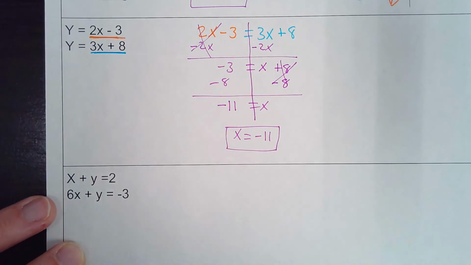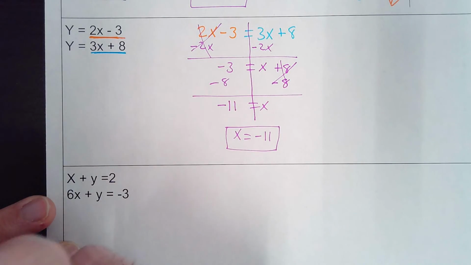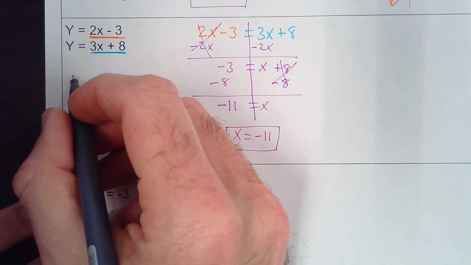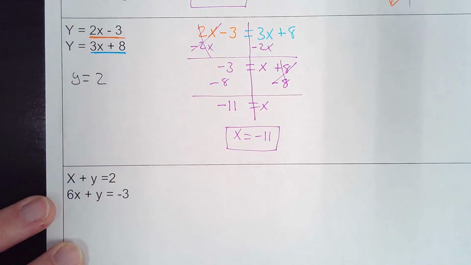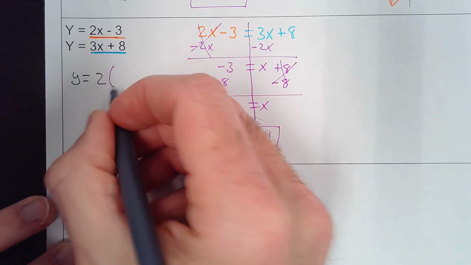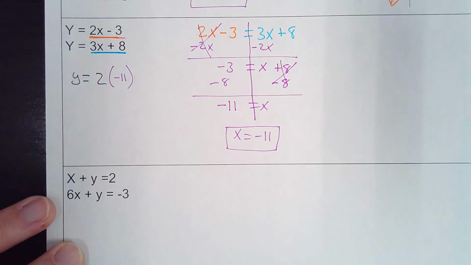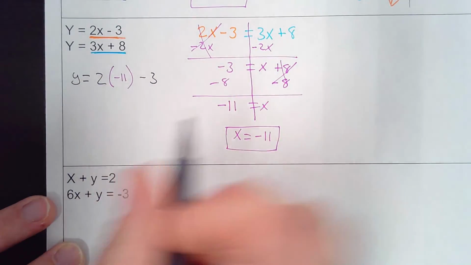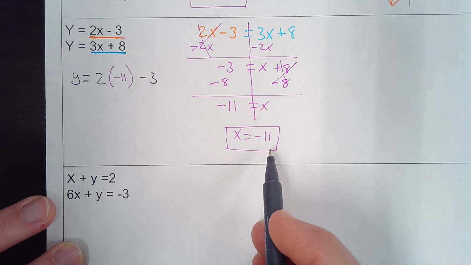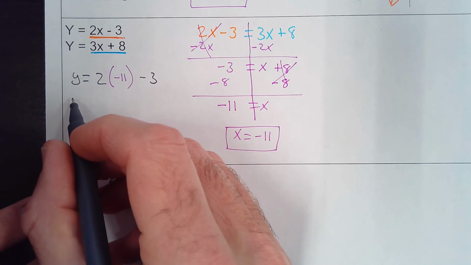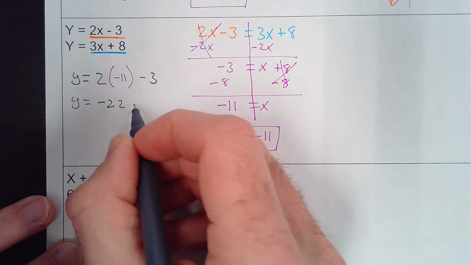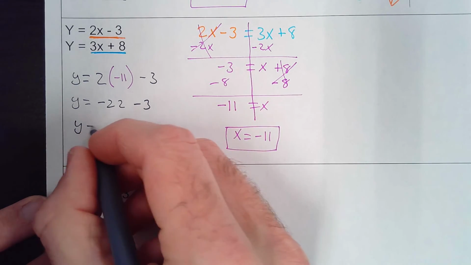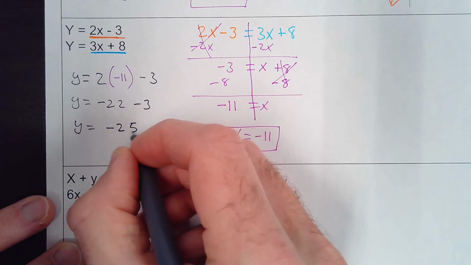Now, how do we find y? What did we do last time to find y? Pick one of our equations. We'll pick the top one there. Y equals 2 times negative 11 minus 3. I replace the x with negative 11. And then simplify. Y equals negative 22 minus 3. Y equals negative 25.